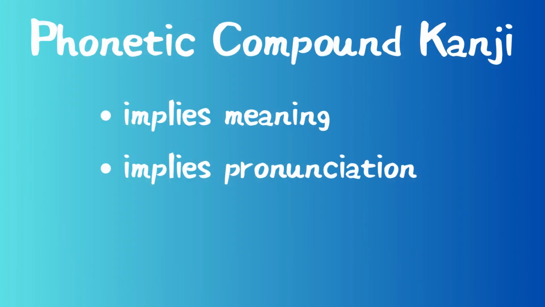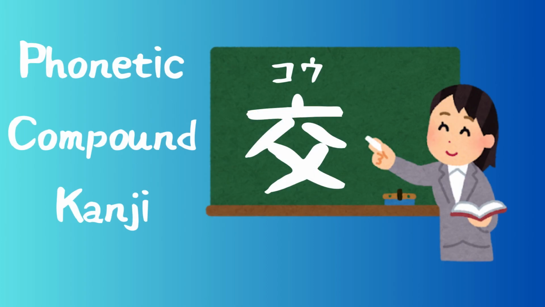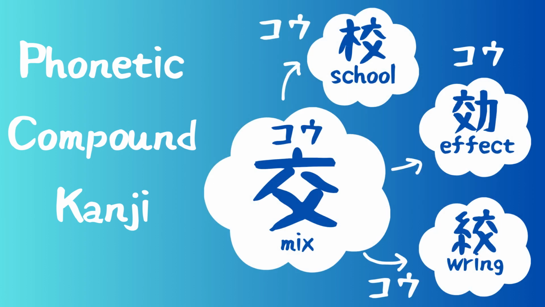The next category of kanji are phonetic compound kanji. These kanji make up a majority of Joyo kanji, and contain 2 elements, one that implies meaning, and the other implies the pronunciation of the character. Take, for example, the kanji ko, meaning cross or to mix. Combining ko with different semantic parts created new characters, but still used the original onyomi reading of ko. A few of these include school, effect, and ring.